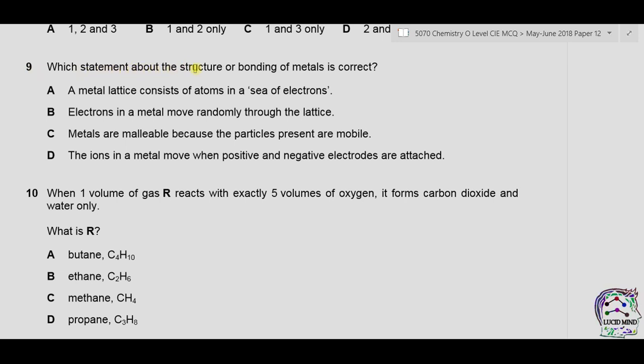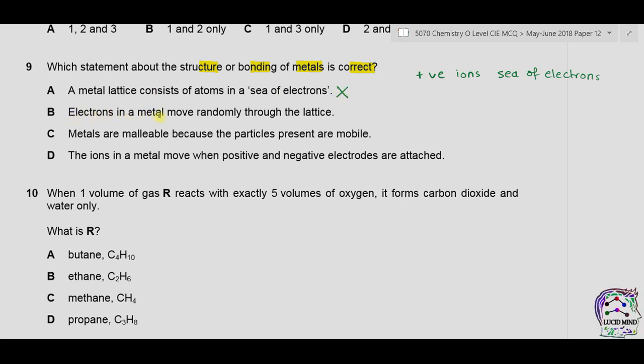Question 9, which statement about the structure or bonding of metals is correct? For metals you should remember the electron sea theory, according to which positive ions are present, surrounded by a sea of electrons. Part A, a metal lattice consists of atoms in a sea of electrons. It is not atoms, it is positive ions or positive nuclei.